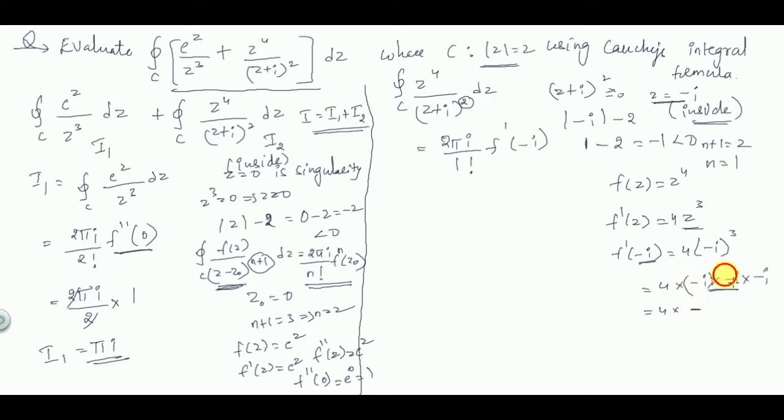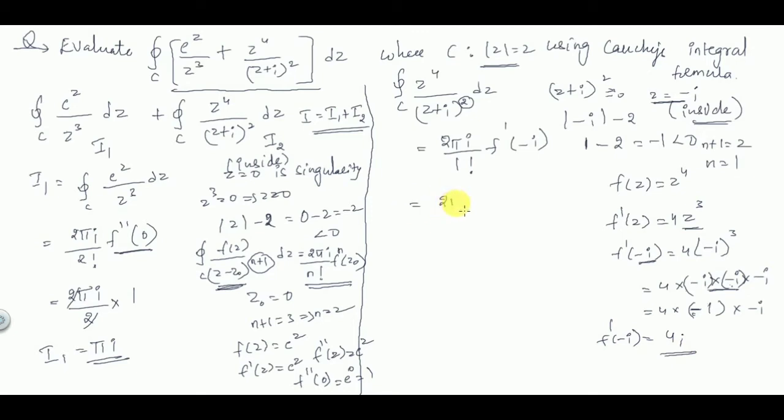Okay, so suppose first of all we'll take these two. Minus i into minus i is i square. i square is minus 1 into minus i, you'll get... So again minus into minus is plus. So 4 into 1 into i is 4i. So we have got f dash of minus i is 4i.